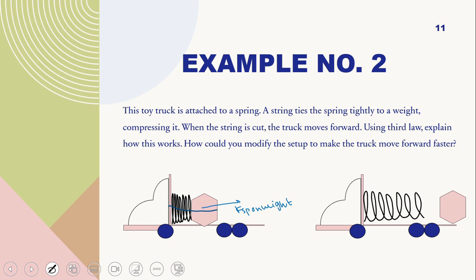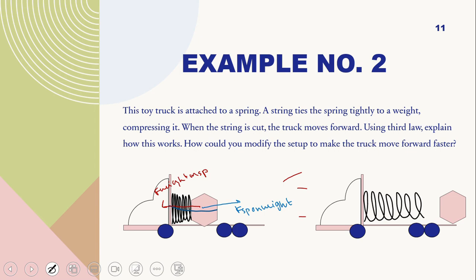Okay, so now according to third law, if the spring applies a force on the weight, the weight must apply an equal and opposite force back on the spring. So I'm going to draw this in red and call it F weight on spring. Now, recall that the spring is attached to the truck. So the force of the weight on the spring is what causes the truck to move forwards, which, forwards meaning, is to the left in this case.